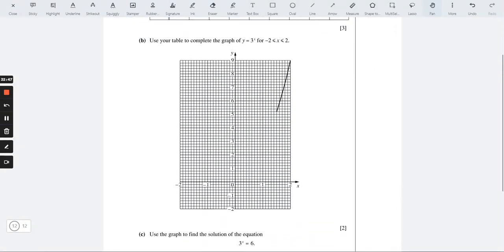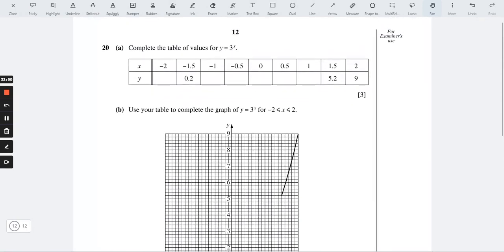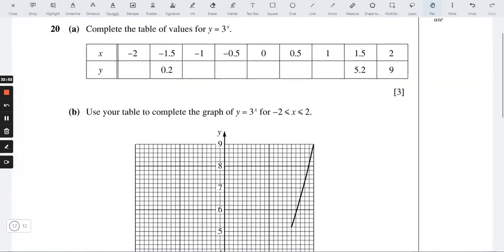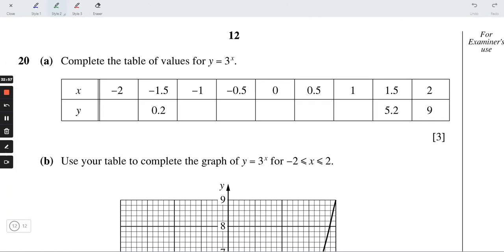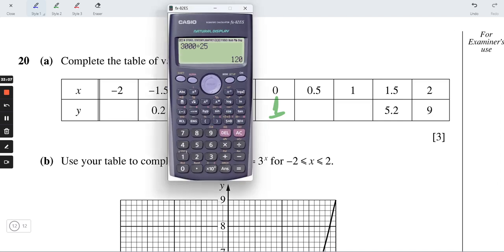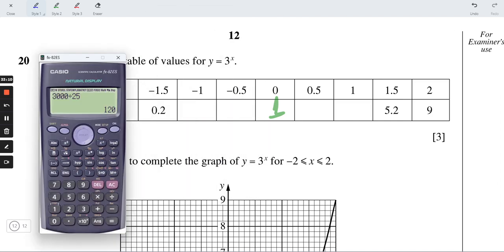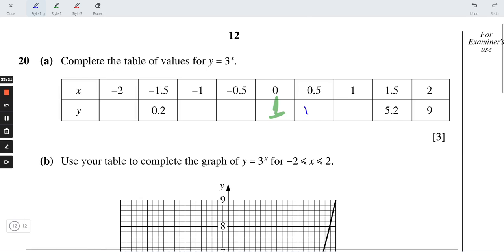Question 20, last question here. Now complete the table of values for y equals 3 to the power of x. We know that 3 to the power of 0 is always 1. So here is 1. You should use your calculator to find the rest of the answers here, because working with exponents is not easy. So 3 to the power 0.5, to 3 significant figures, is 1.73.